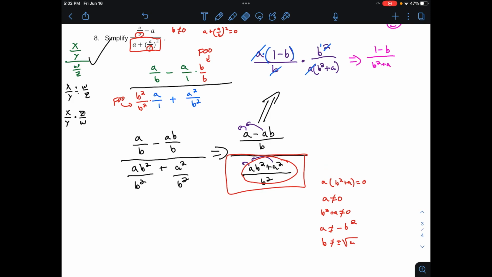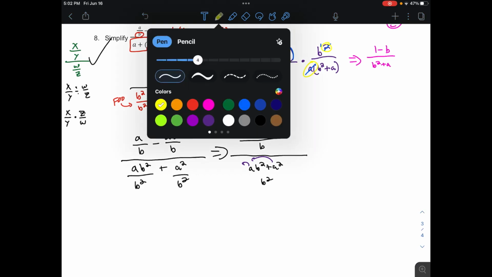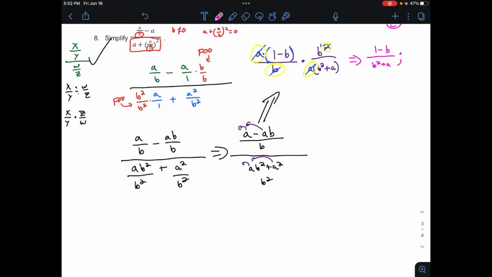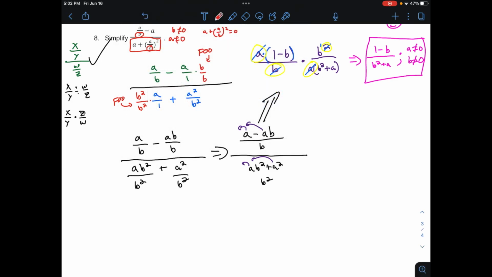We did lose somebody along the way, though, and that somebody is this a. There is no dividing by a. We also lost this b with one of our b's up top. So I do need to manually state the domain restriction. A does not equal 0, b does not equal 0. So I need to put that here. And I should have finished my thought earlier. A does not equal 0. B squared plus a does not equal 0. And in this one is contained that thing like a does not equal negative b squared.